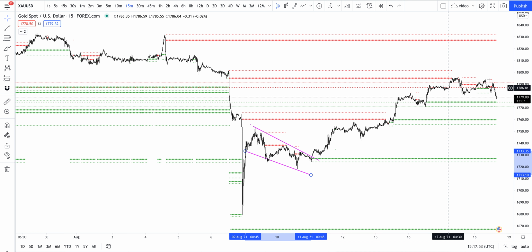So currently it is hitting the psychological level 1800 and is finding some resistance, but once this demand is hit, most probably gold will start rising towards higher demands.